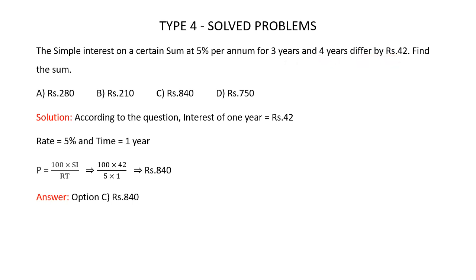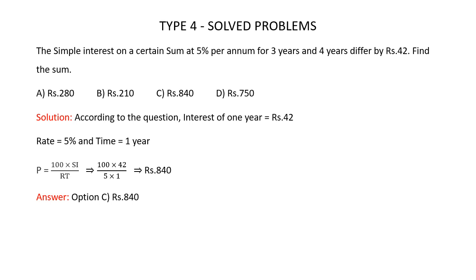This means that the simple interest for 4 years minus the simple interest for 3 years is equal to rupees 42. That is, the simple interest for 1 year is rupees 42.